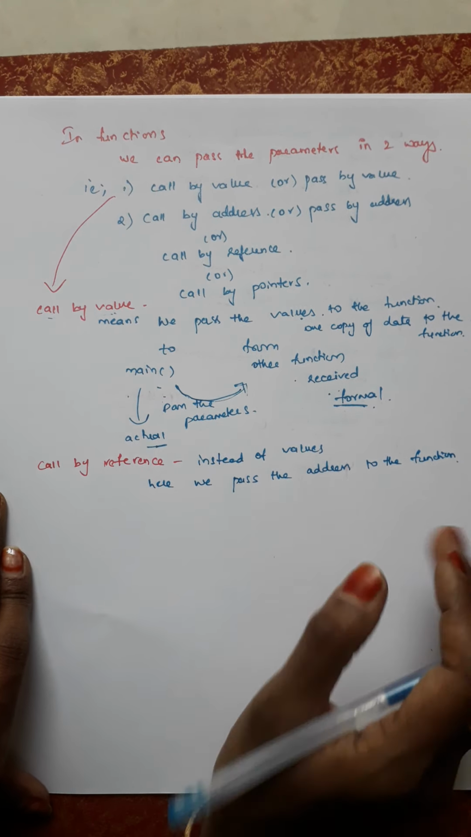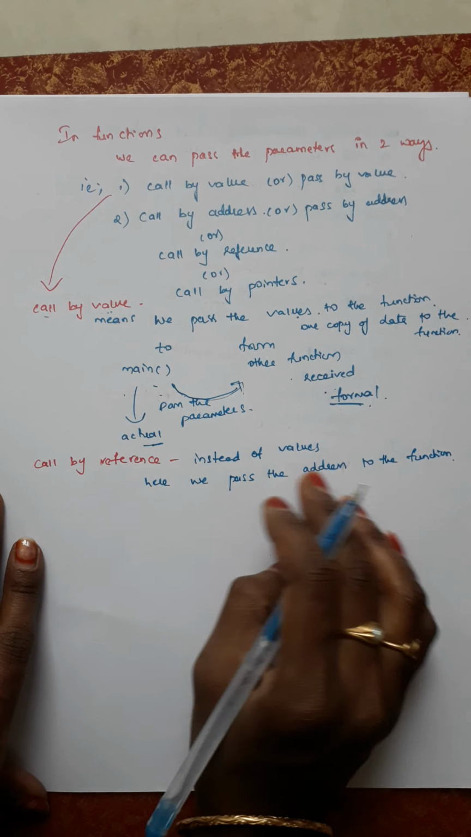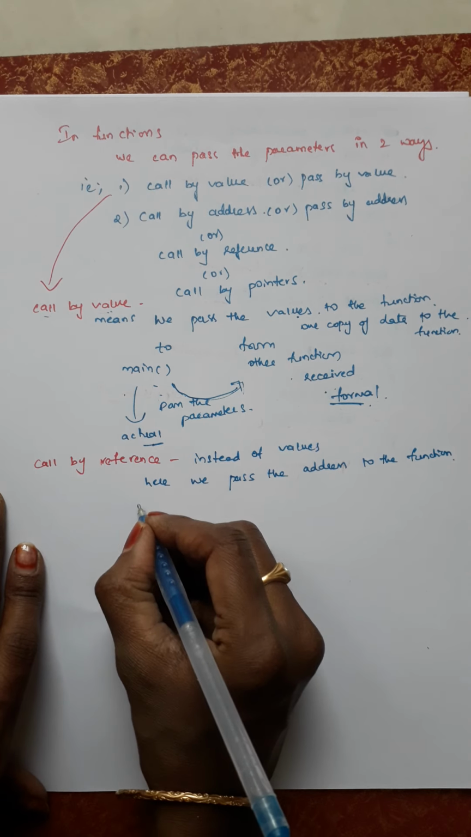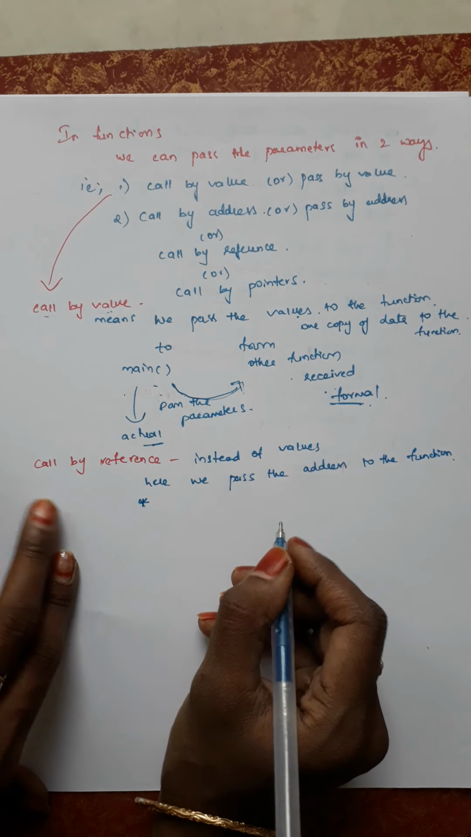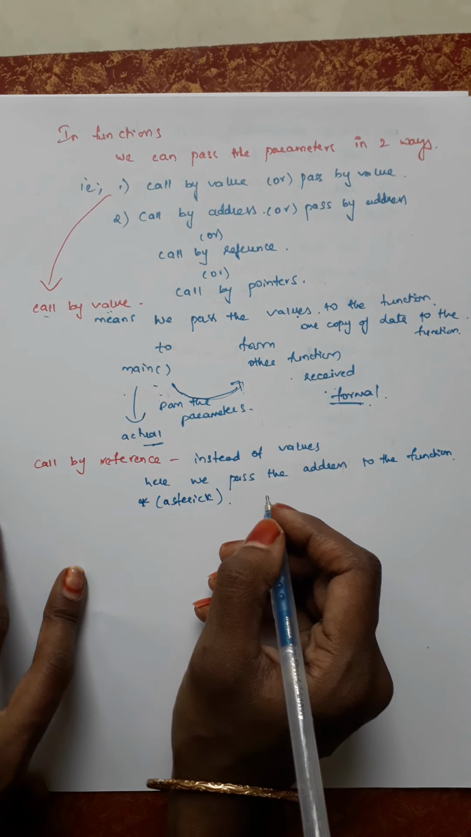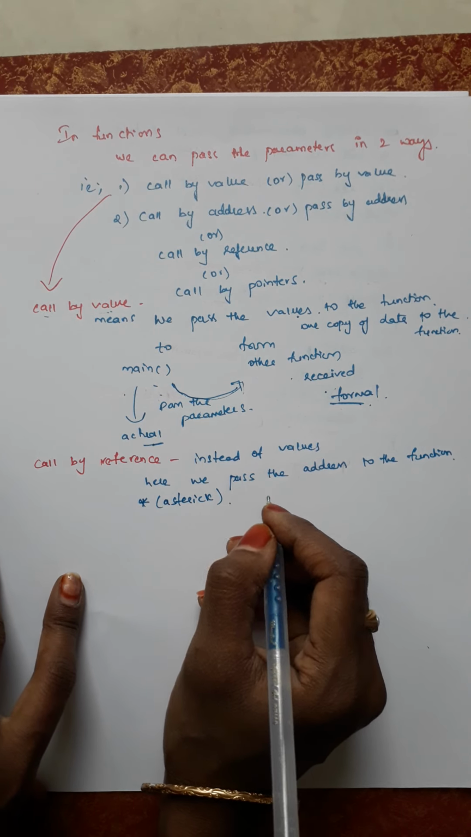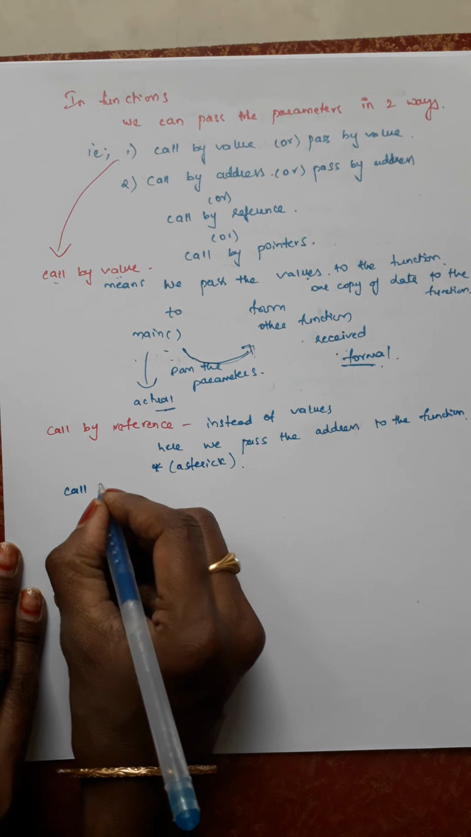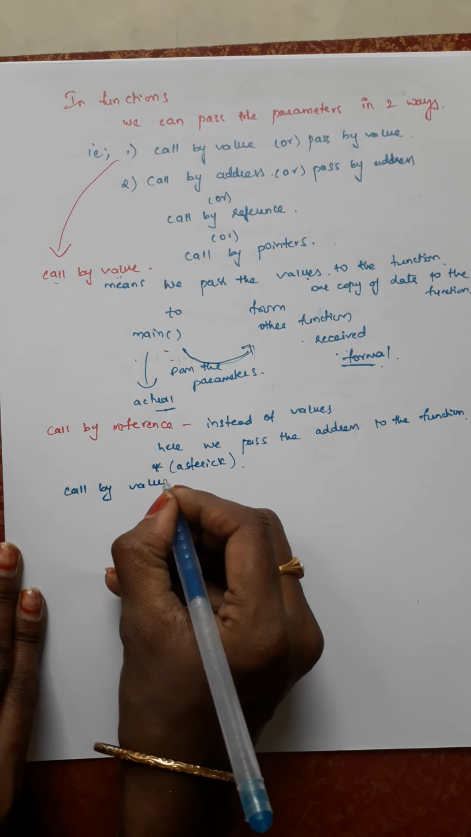So in call by reference, we pass the address to the function. To pass the address, we use the symbol asterisk, to pass the pointer's address to the function. Now let us see the example of call by value first.